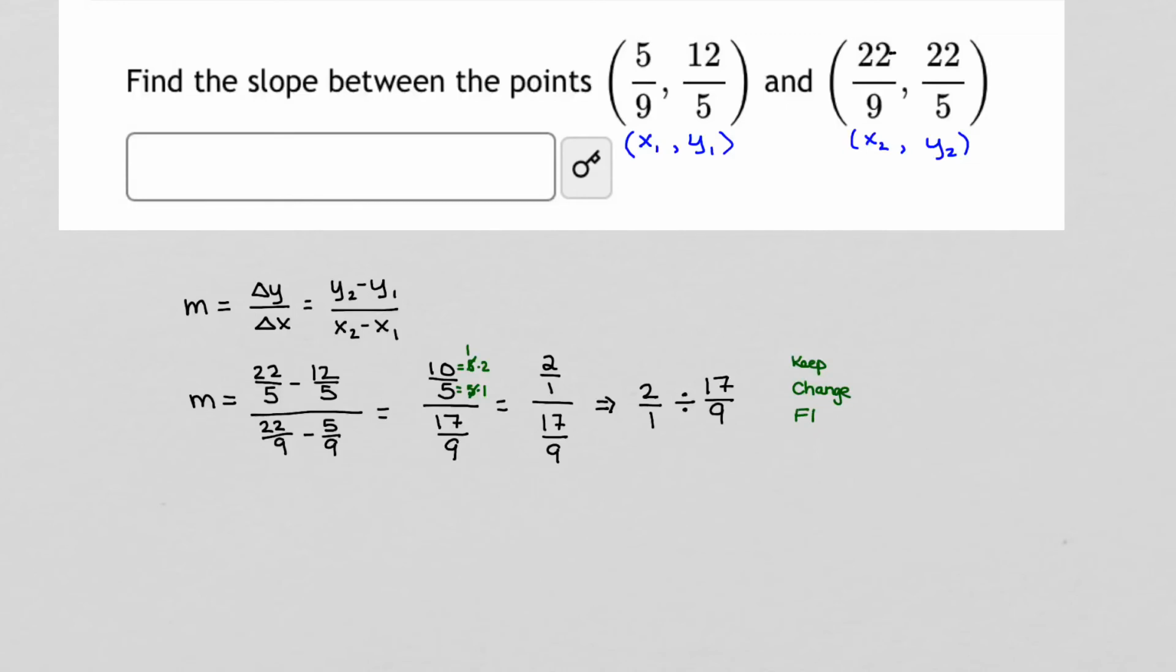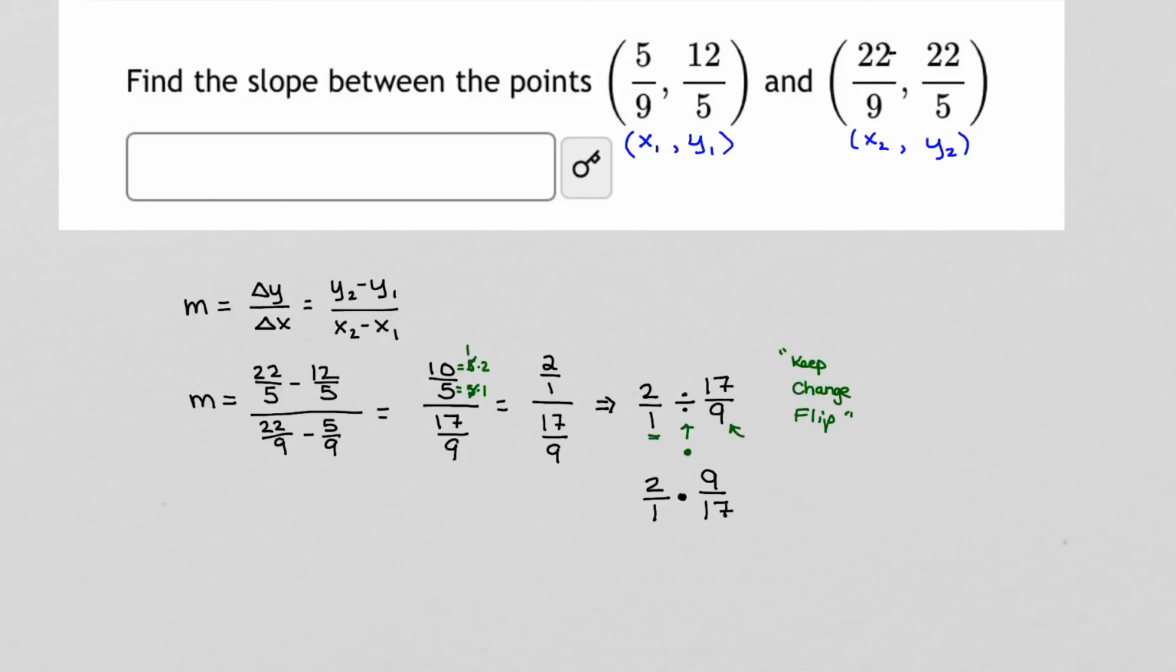My students actually taught me this one. Keep, change, flip. We keep the first fraction. We change our symbol from division to multiplication, and then we flip or invert our second fraction. So to divide 2 fractions, we keep the first one, we change that middle symbol to multiplication, and we invert or take the multiplicative inverse of 17 over 9, which is 9 over 17.